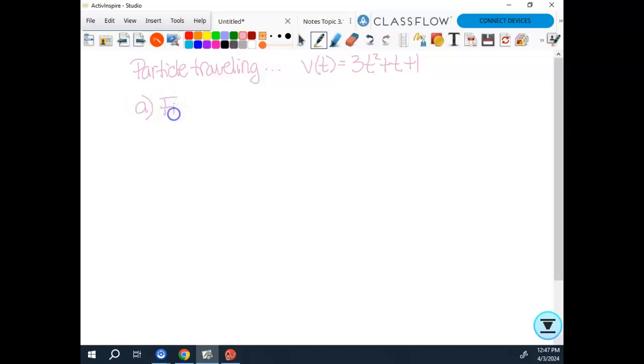We want to find average velocity on 1 to 3. And we're going to find average acceleration on 1 to 3. Okay? But like I said, we're just going to set them up because we're going to look at how the setup is different than what it's asking us for. Okay.